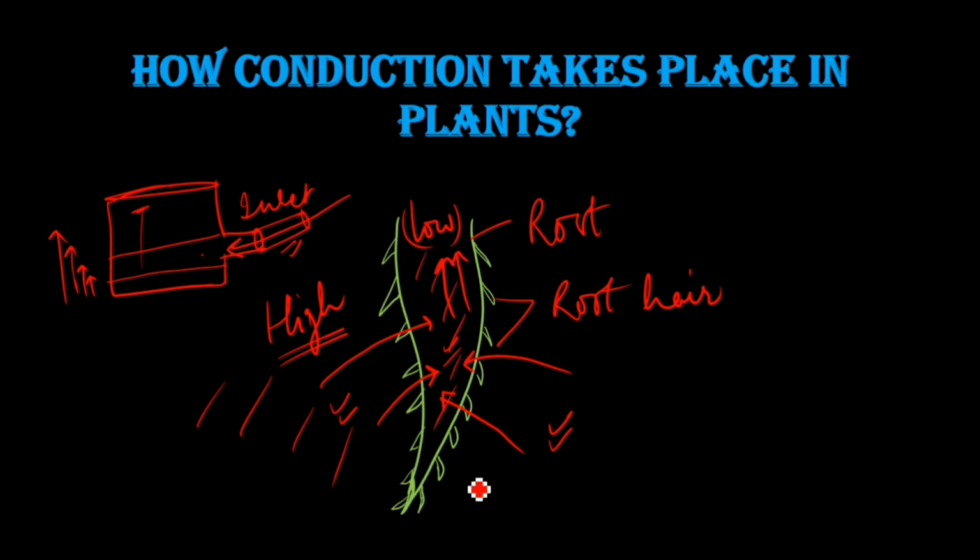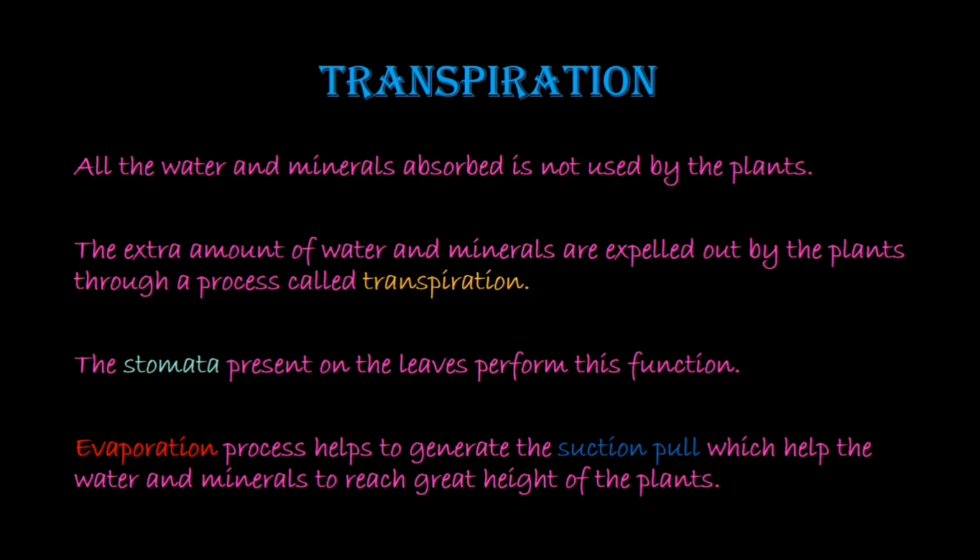When the roots are getting more and more water and mineral particles, they show upward movement, because of which the conduction takes place, right? Now our last topic is transpiration. As you know, in humans and animals, the excretion process takes place through which the removal of waste substances is done, right? In the same way, plants also produce some waste substances and they are eliminated out of their body through this process of transpiration. Now what can be the possible waste materials which are expelled out?